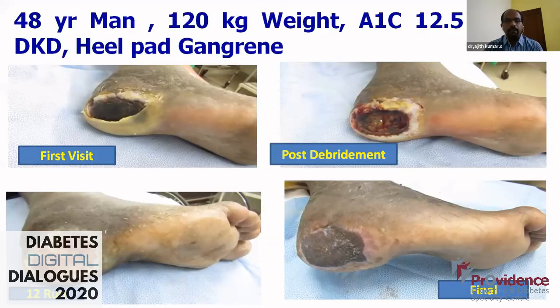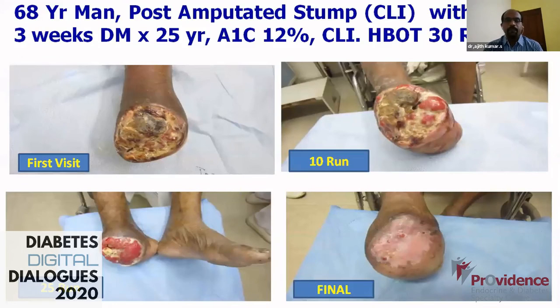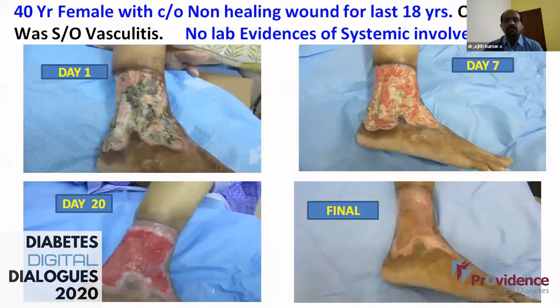Heel pad gangrene, a beautiful scar is there. This is again a post-amputation stump, advised for a BK amputation. The patient is doing well for the last 1.5 years. You can see a beautifully healed wound. This is again a vasculitis wound in a young girl, very difficult, and we had to go for a small skin graft also, but the wound has completely healed.